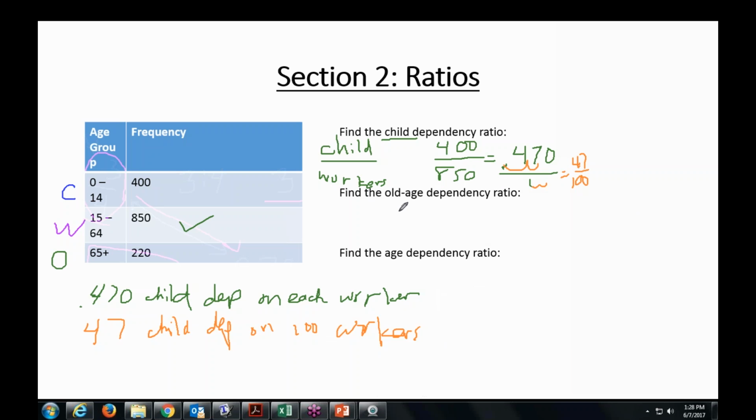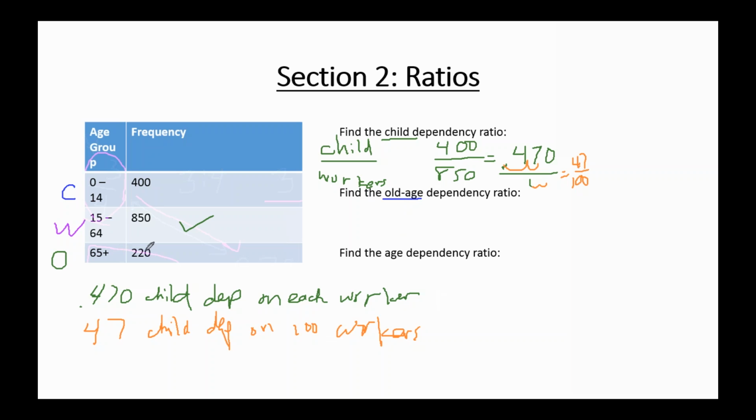All right, so talking about old age dependency, again, you let your common sense help you. We're talking about old people. Well, if you look at our table, we have 220 old people, and we always compare dependency ratios to the working class. So that's where the 850 comes from. We don't like fractions that are big. You've got to reduce it, and nobody wants to reduce that fraction. So let's go ahead and change that fraction to a decimal. What is 220 over 850 as a decimal? Go to 3 decimal places.